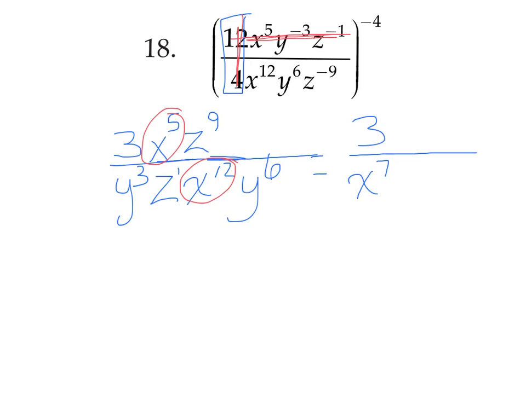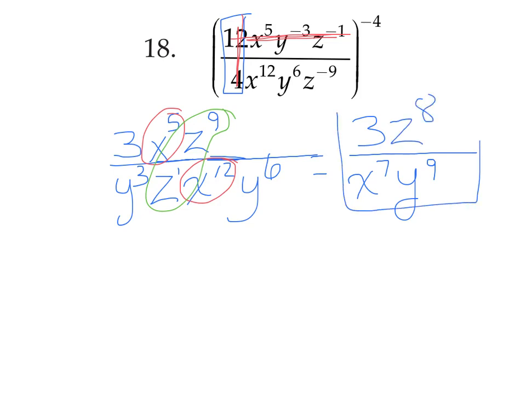Let's take care of the y's now. Y cubed and y to the 6th, this is multiply, so we add the exponents. That gives us y to the 9th in the denominator. The z's will reduce. There are 9 in the numerator and 1 in the denominator, so this one will cancel off one of these, and there'll be 8 left over in the numerator. So we'll have z to the 8th. That looks like it's about it, and we're done. It wasn't as hard as it looked at first.